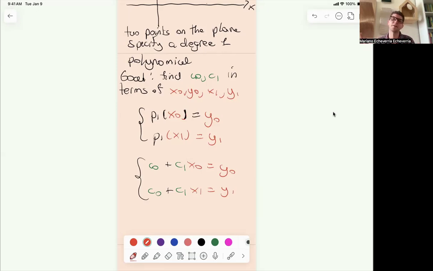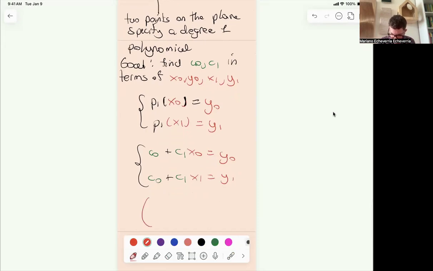And this is a bit confusing because here what I'm trying to find are the values for c0 and c1, right? So my unknowns are c0, c1. The ones in red are known, that is actual numbers, numbers that you know. My variables here are c0 and c1.